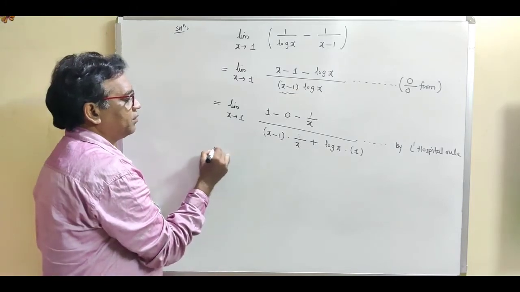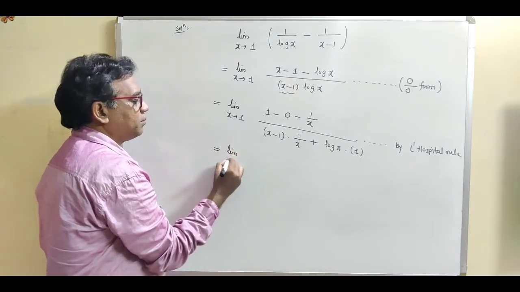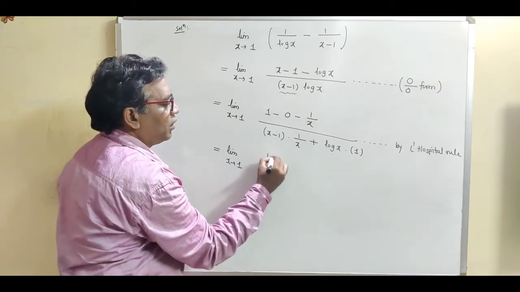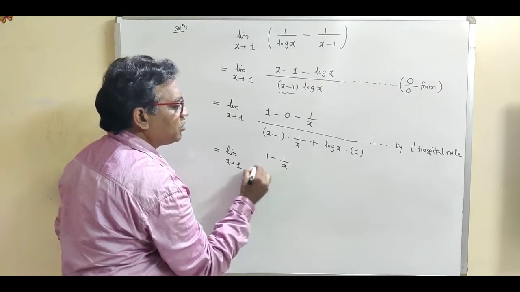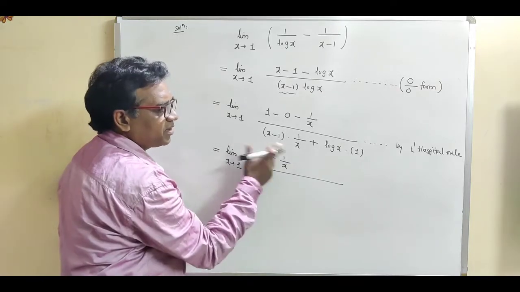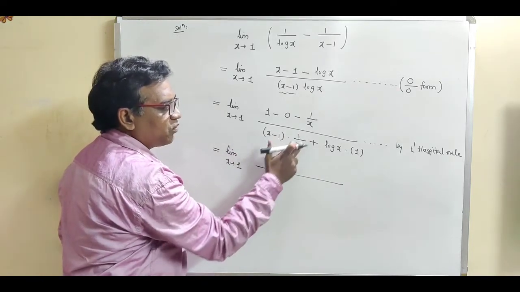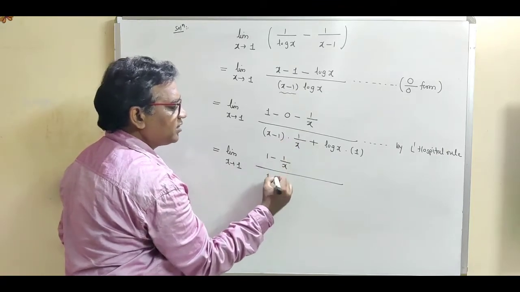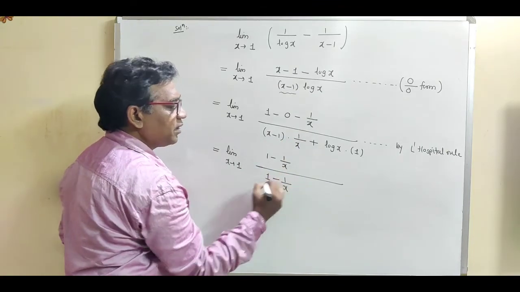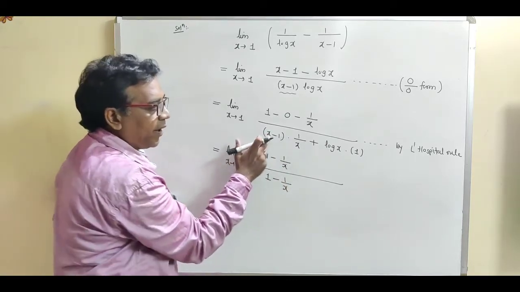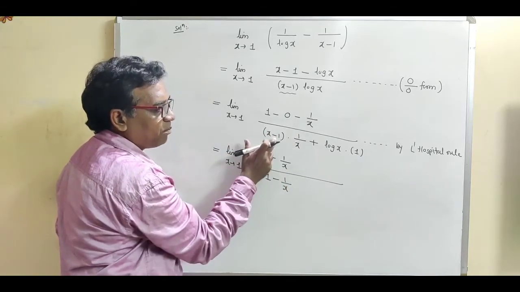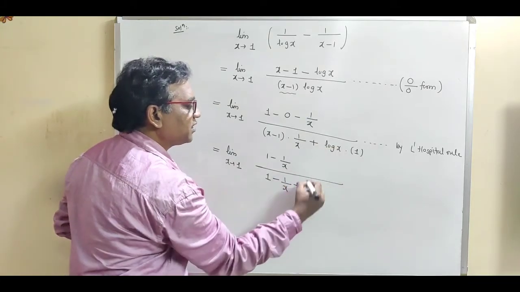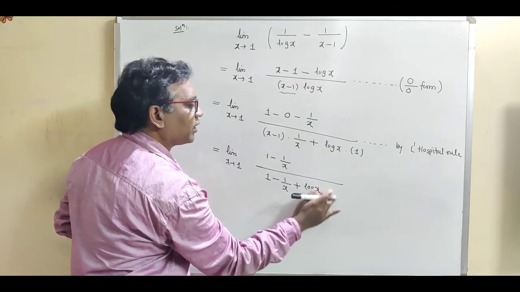So this is equal to, just simplify this step. This is limit x tends to 1, 1 minus 1 upon x as the numerator, divided by, just take the multiplication: x into 1 upon x is 1. 1 into 1 upon x is 1 upon x with a negative sign. So x into 1 upon x will be 1, minus 1 into 1 upon x is 1 upon x, plus just take this product, this will be log x.